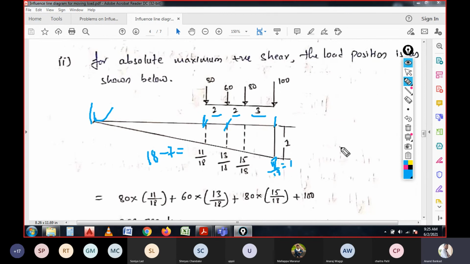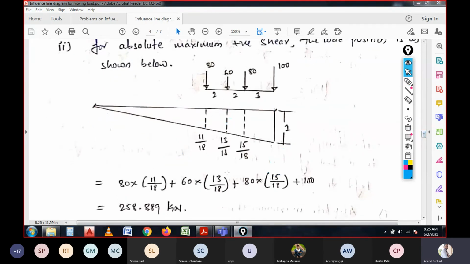So again, with respect to these, if you calculate the values of shear force, then this 80 into 11 by 18, that is the value over here, and then 60 into 13 by 18.